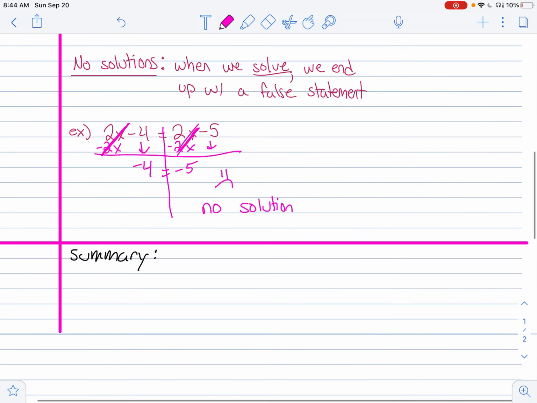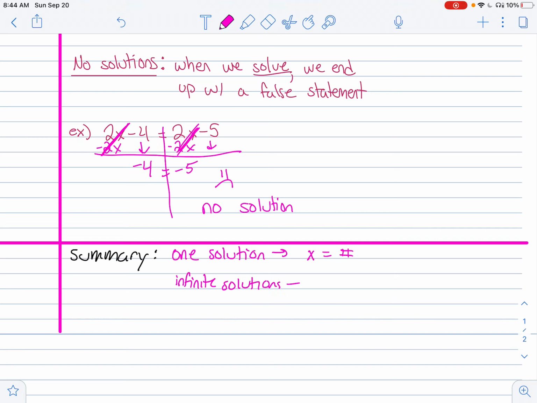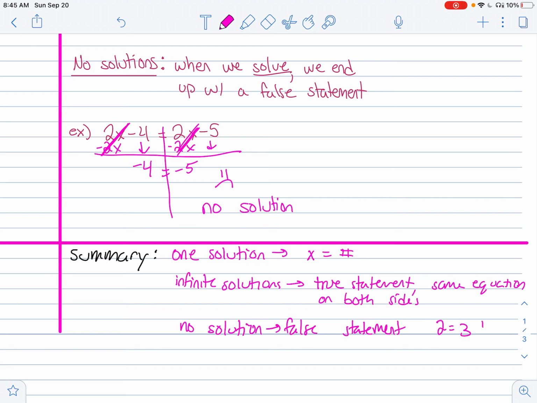So in summary, we have three different solution types. We have one solution, and we get one solution when we end up with x equals a number. We have infinite solutions, and we get infinite solutions when we have either a true statement or if we have the same equation on both sides of your equal sign. And then we have no solution, and we get no solution when we have a false statement. For example, 2 equals 3.